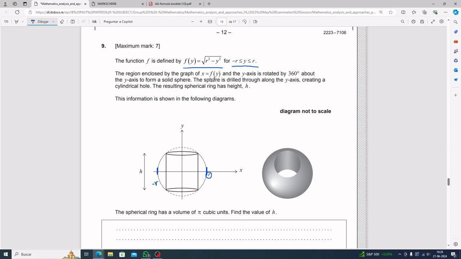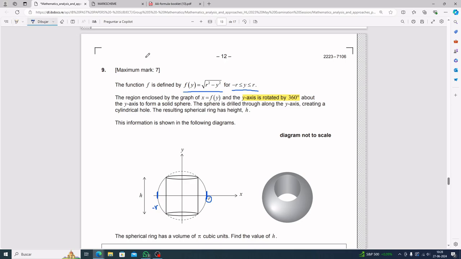And that the region enclosed by the graph of x equals f of y, and the y-axis is, here's the first big hint, rotated by 360 degrees about the y-axis in order to form a solid sphere. And so really, and this is more of a big brain thing, you don't have to notice this, but this is really the equation of a circle. The equation of a circle goes like this. If it starts at the origin, and if it's not at the origin, you're going to figure out the center and stuff like that. But at the origin, it is x squared plus y squared equals r squared.